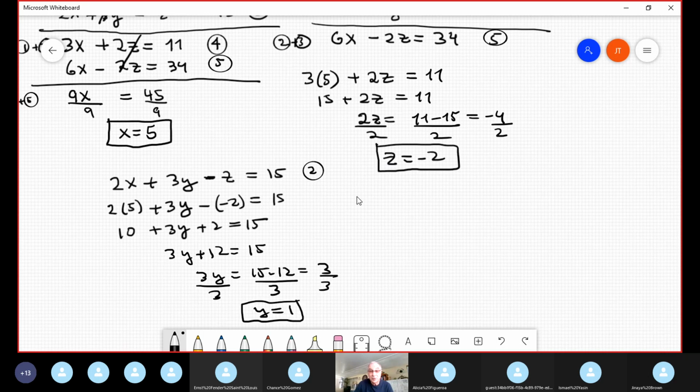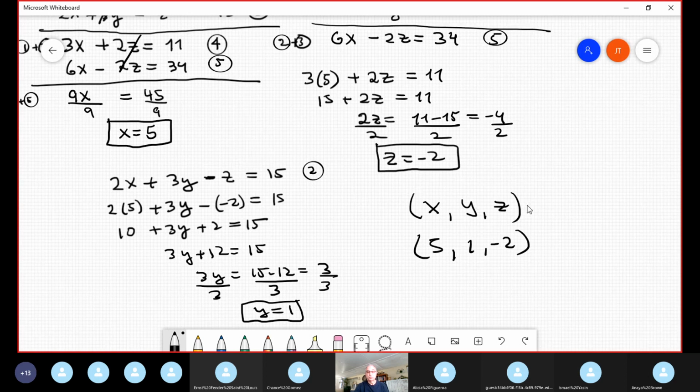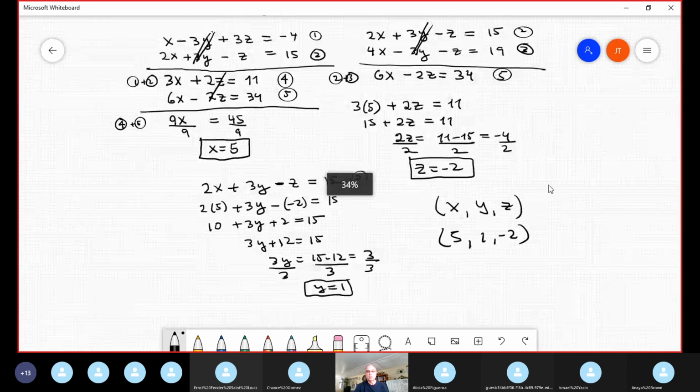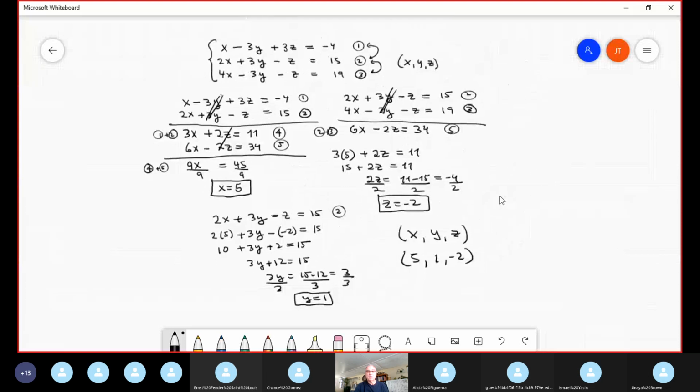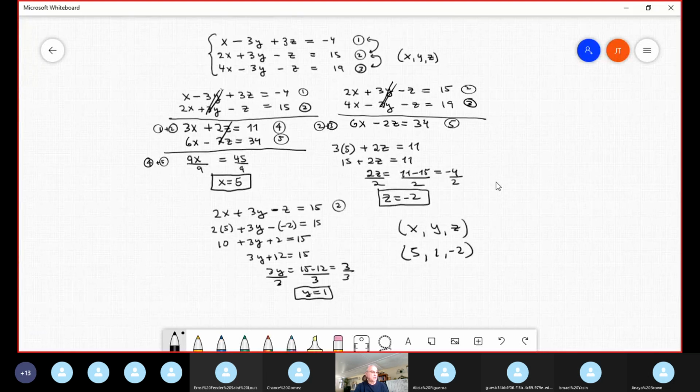Okay, so what's the answer? The answer is the triple in order. x, y, z in alphabetic order is 5, 1, negative 2. Wow, too long. Look, take a picture of that. This is a system that contains 3 equations and 3 unknowns.